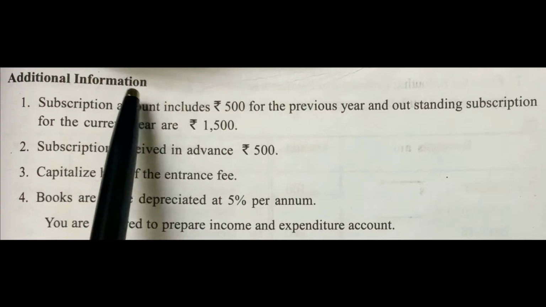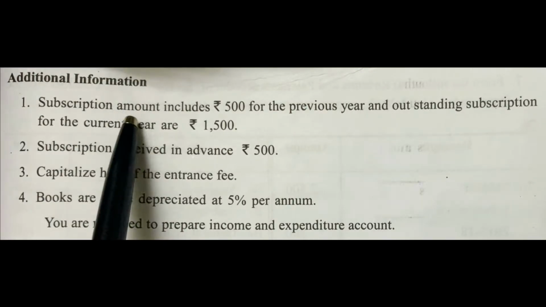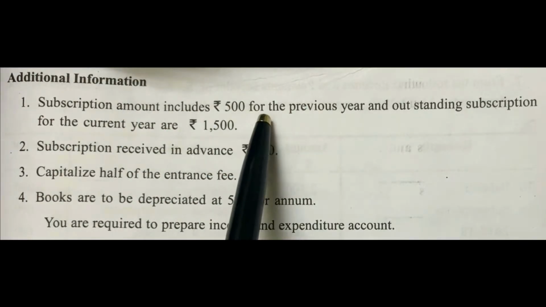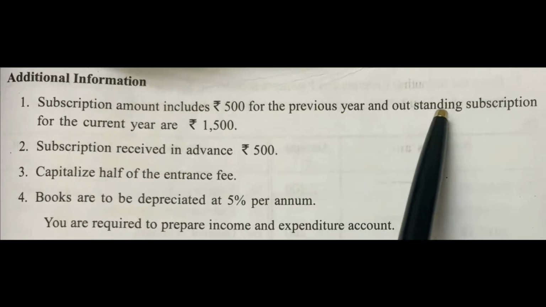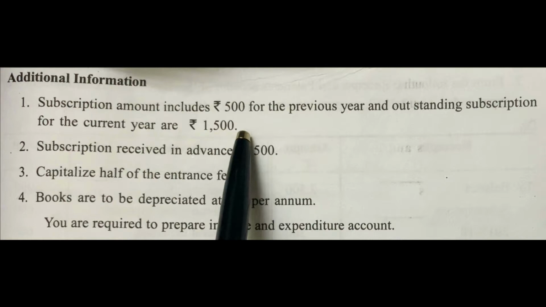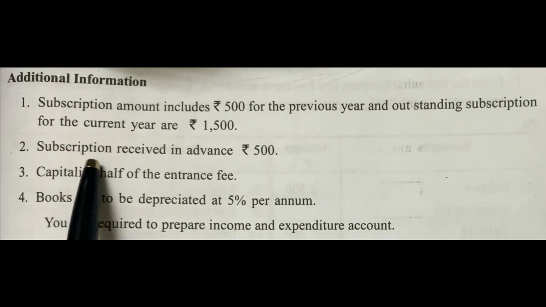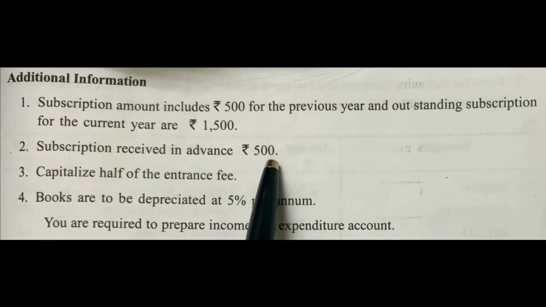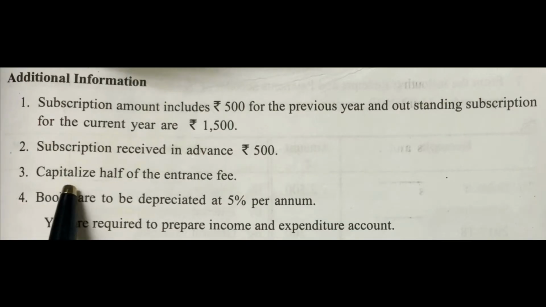Additional information. First point, the subscription amount includes 500 rupees for the previous year, and outstanding subscription for the current year is 1,500 rupees. Second point, subscriptions received in advance are 500 rupees. Third, capitalize half of the entrance fee. Fourth, books are to be depreciated at 5% per annum. You are required to prepare the income and expenditure account.